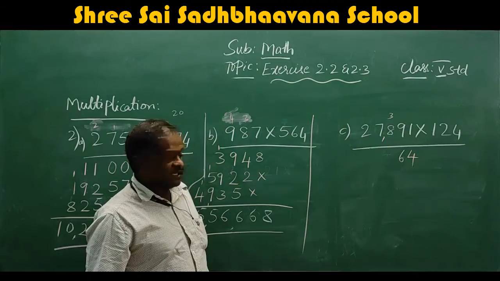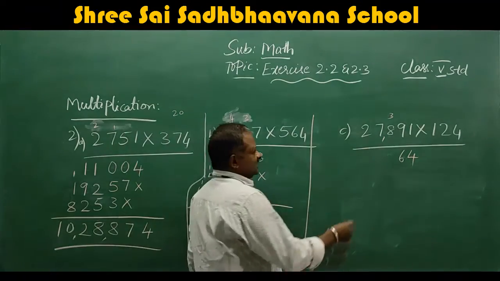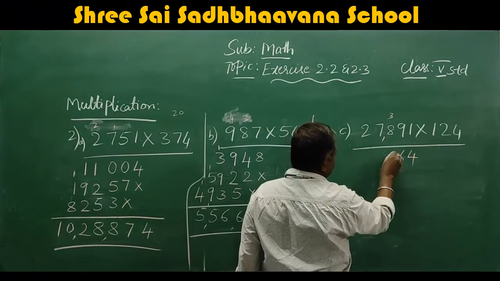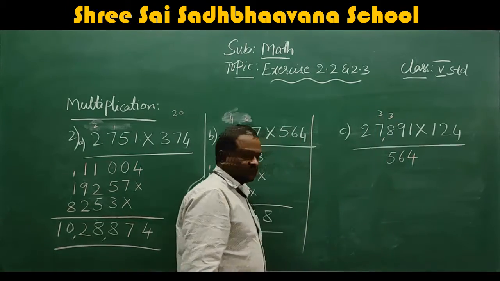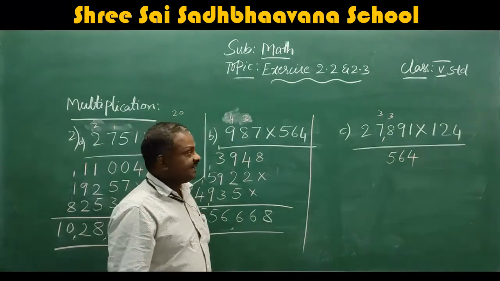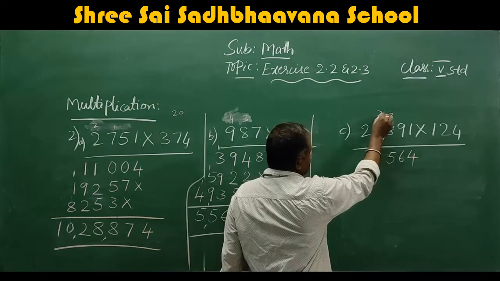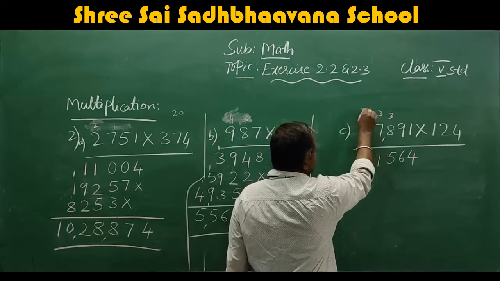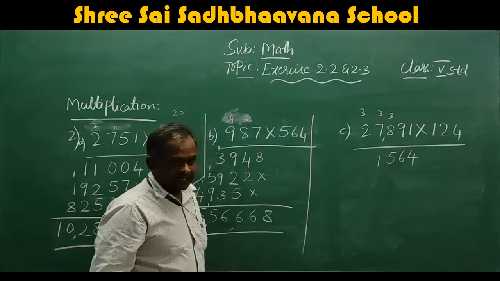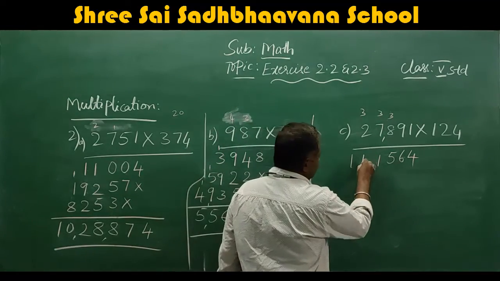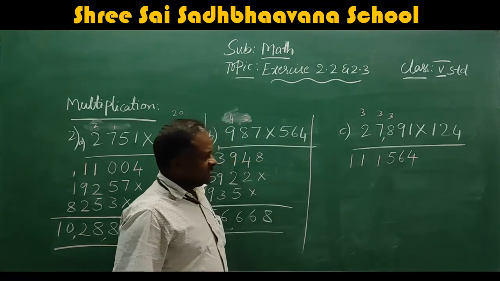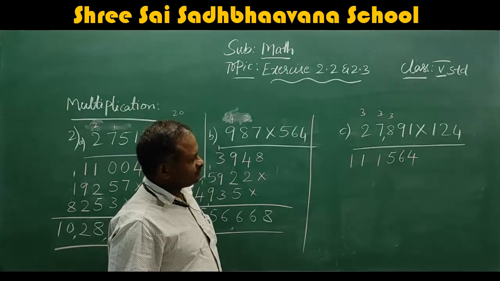4 eights are 32, 33, 34, 35, carry 3. 4 sevens are 28 plus 3, 28, 29, 30, 31, carry 3. 4 twos are 8. 8 plus 3, 11. Okay.